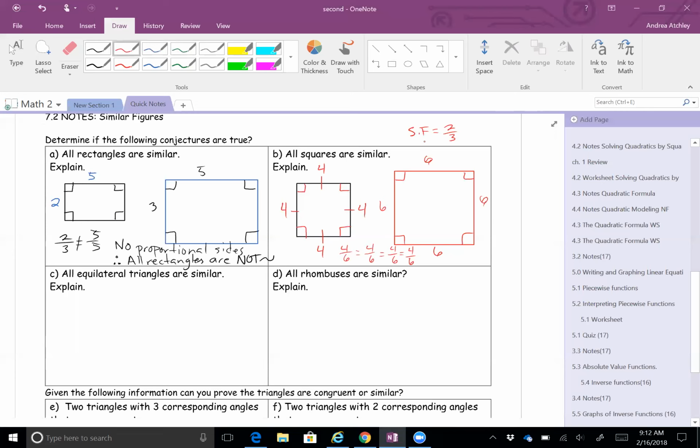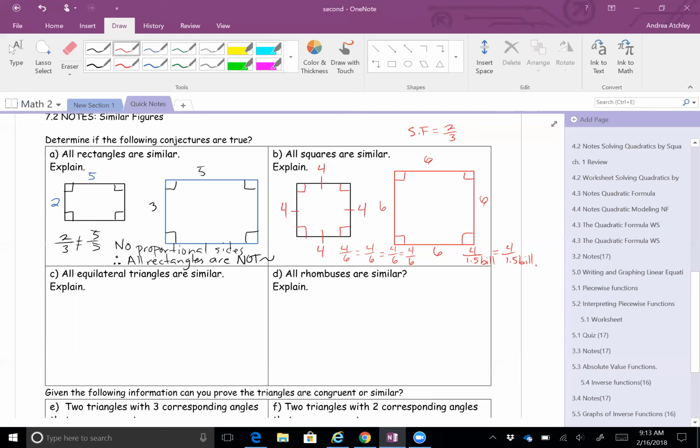Okay, who picked a different number than 6? Yep. 1.5 billion. So I have 4 over 1.5 billion. And that's equal to 4 over 1.5 billion. And it would keep going, right? Are all those ratios equal? Yes. So our scale factor would be 4 over 1.5 billion. Actually, we'd have to reduce that, but we're not going to deal with that right now. Because we don't like decimals in our fractions. But for this case, we'll do that.